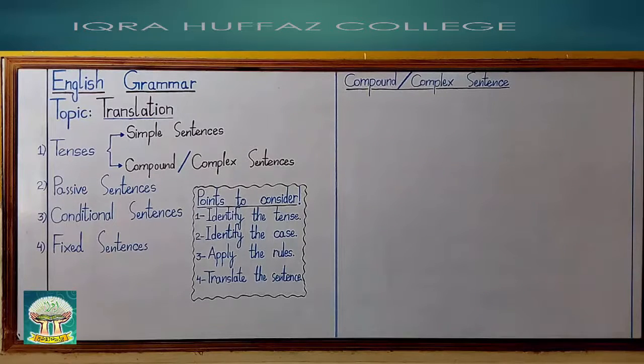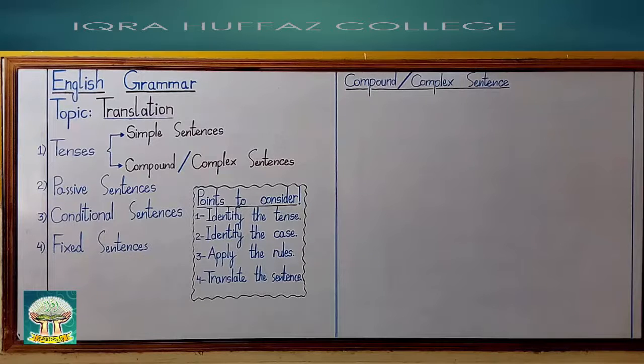My brothers, let's start from where we left yesterday in the last lecture. I was telling you about compound and complex sentences, and I told you about 6 common pairs in English. These pairs are commonly used by people in their English conversation. So today, in the series of the same lecture, I am going to tell you the translation of compound or complex sentences.